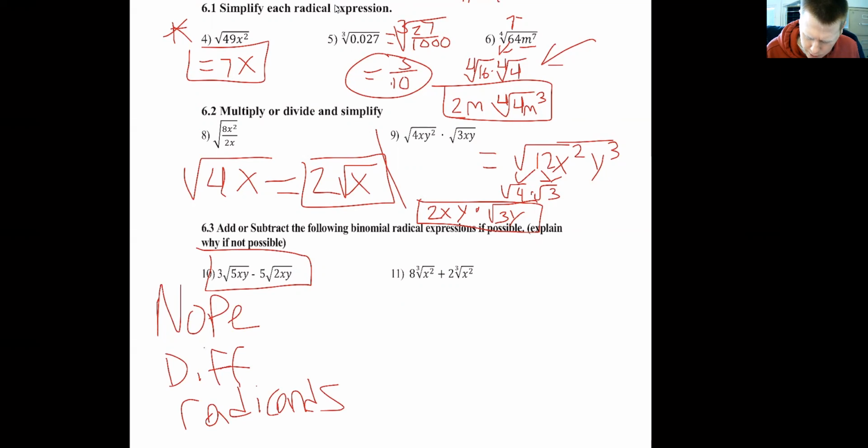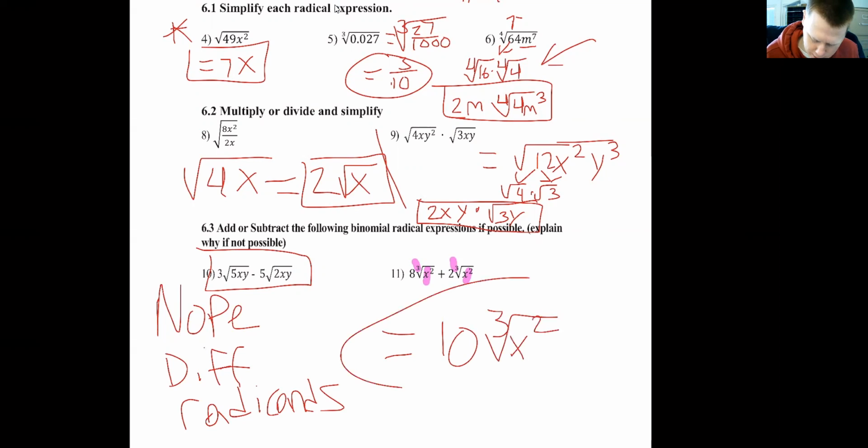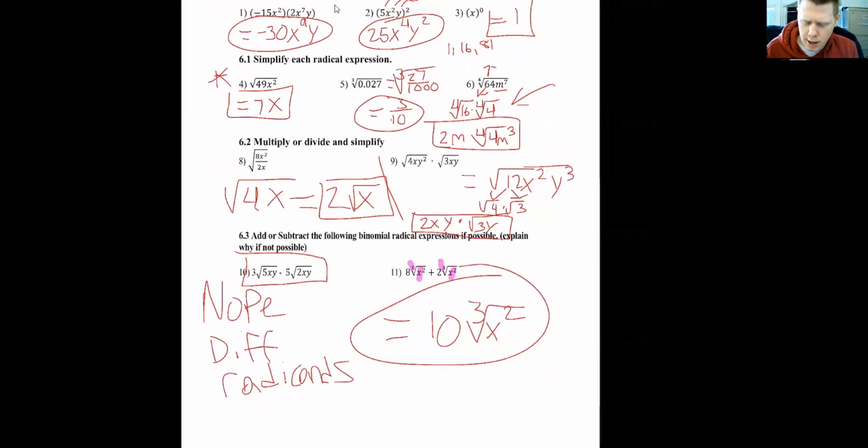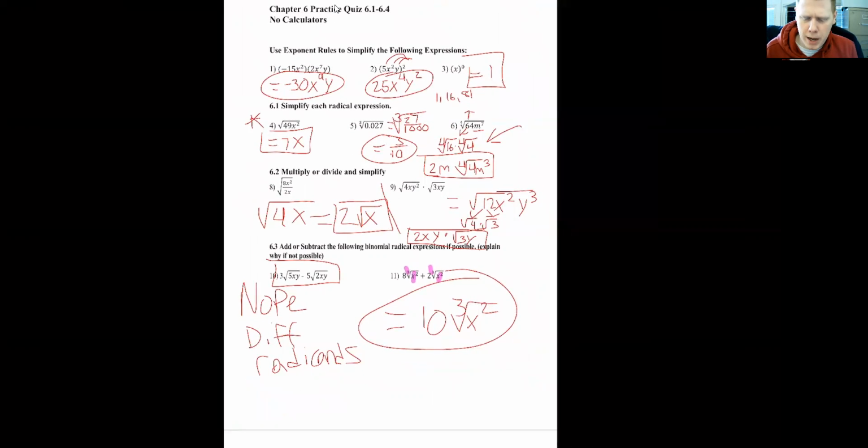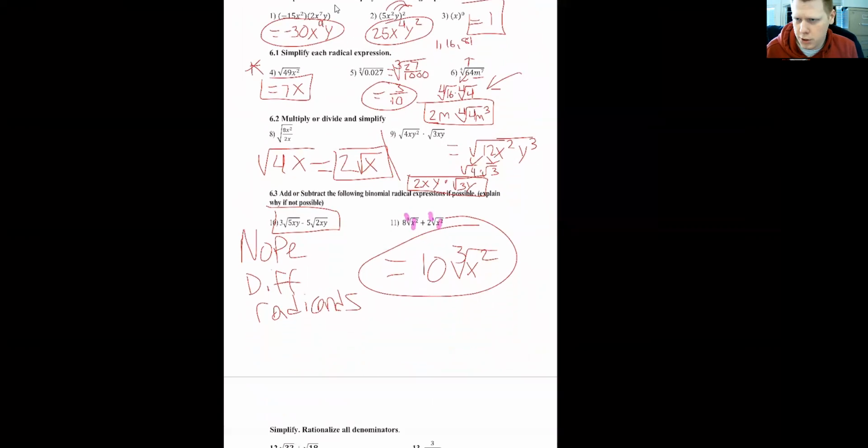This next question, remember, if you have the same radicand, what's underneath, and the same index number, you can simply add. It's kind of like we have 8 of these plus 2 of these. So you would have 10 of those cube root of x squareds. So basically, when you're adding or subtracting, if you have the same radicand and index number, simply add your coefficients or subtract your coefficients. All right, so that's kind of what the first page or so of your test, or your quiz, is going to look like.